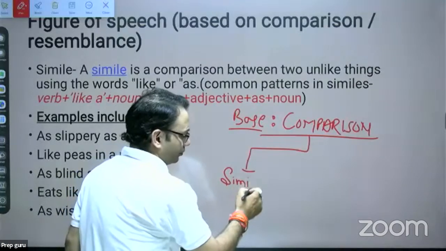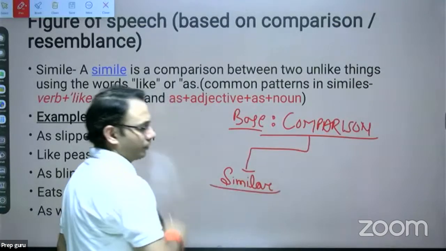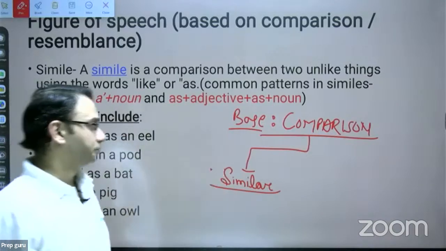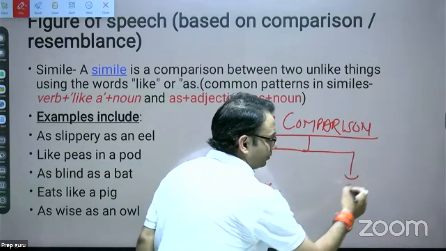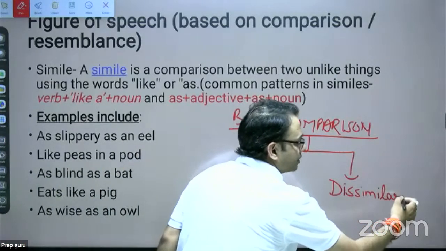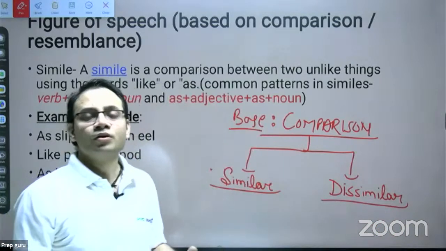We compare in a similar sense, with similar things, with similar persons, right? The second comparison format is what? Dissimilar.